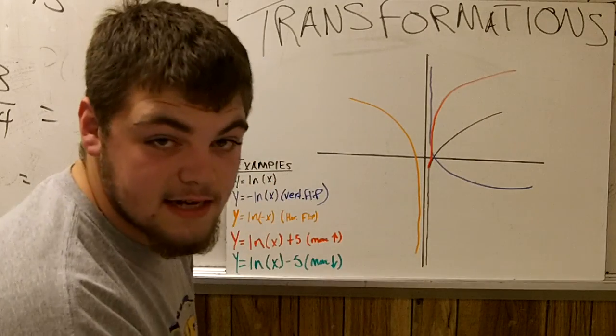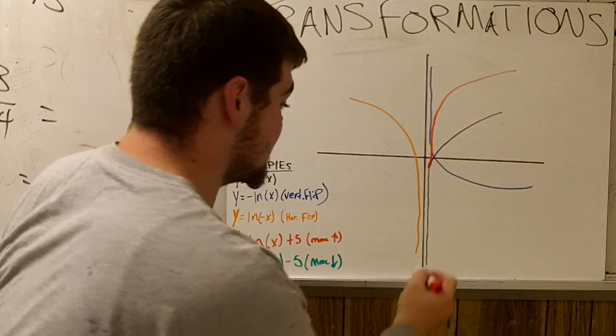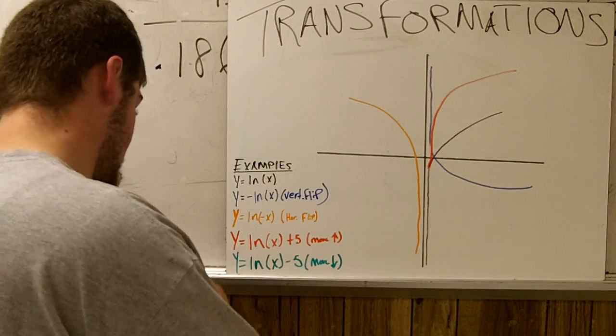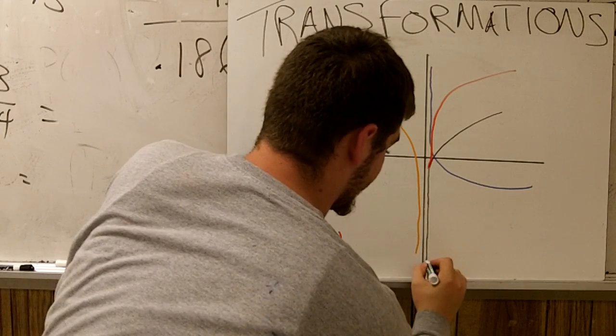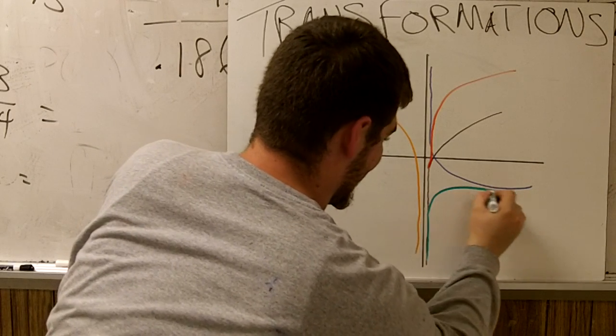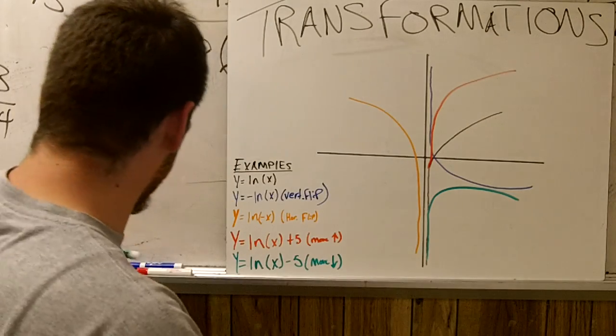And then you do the exact same opposite. If you want to move it down, you just subtract 5 from the function. Use that same color. And it'll move it down here by like 5. It'll make it a negative. Like that.